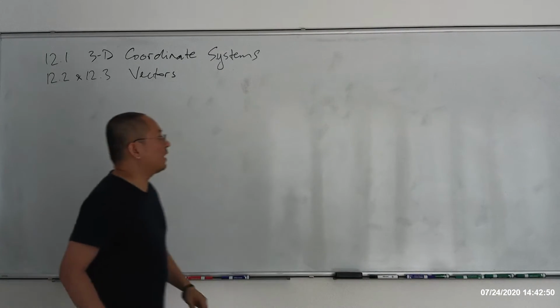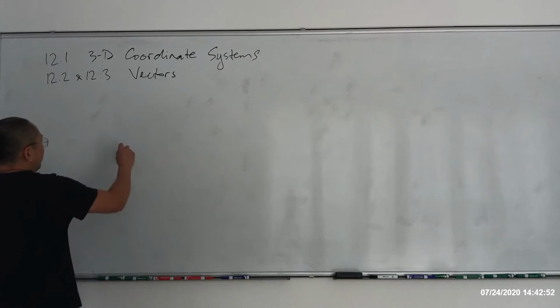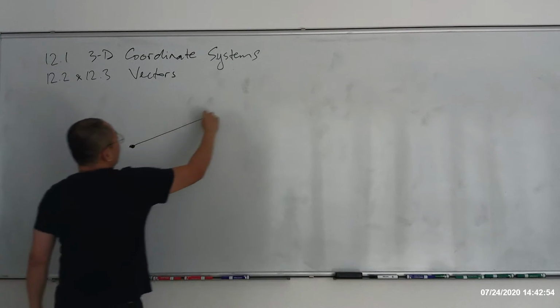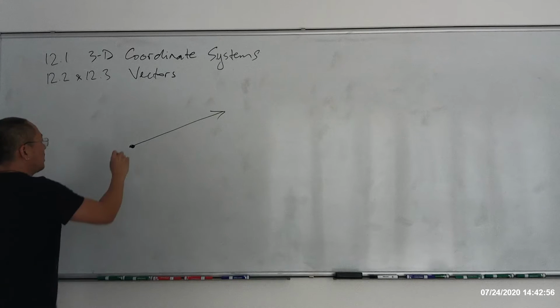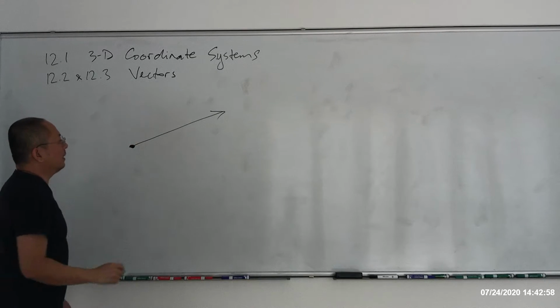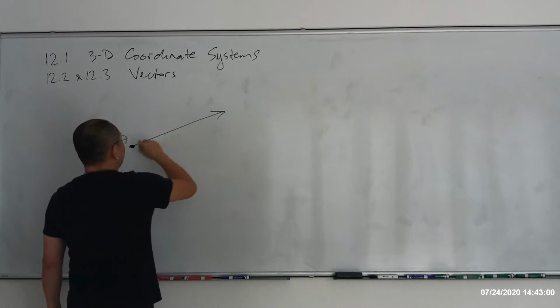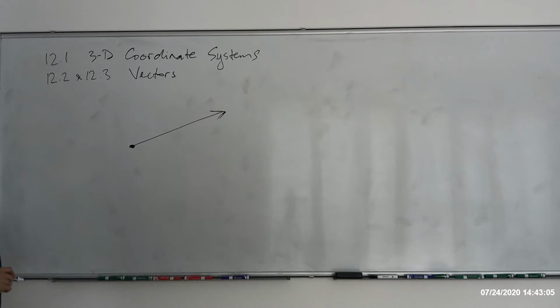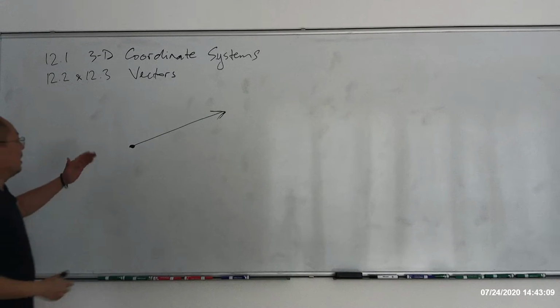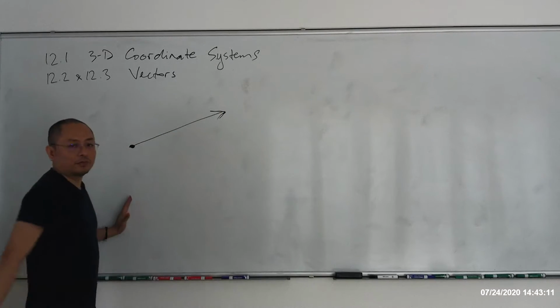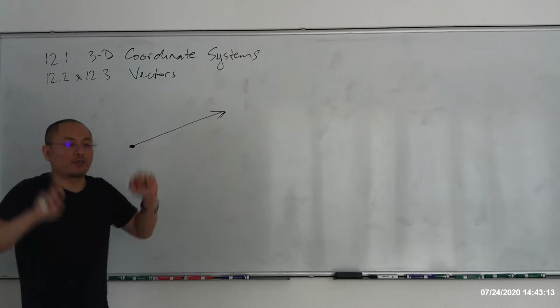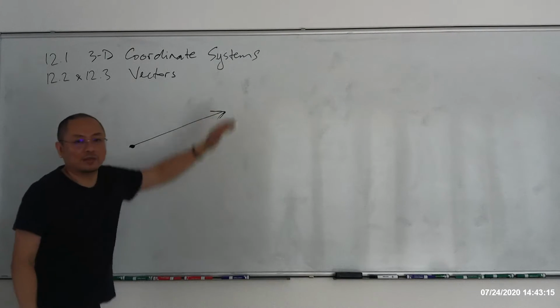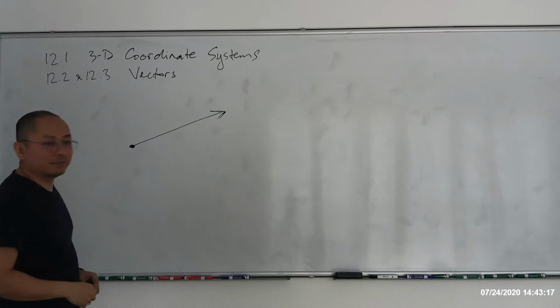What do we mean by a vector? Geometrically, you should think of a vector as an arrow. This is called the initial point, and this, the arrow end, is the terminal point, the end point. A vector has two things associated with it: the magnitude of that arrow, which represents the strength, and the direction.